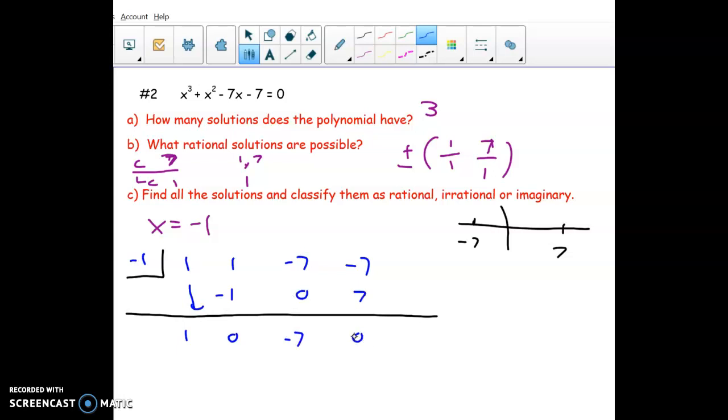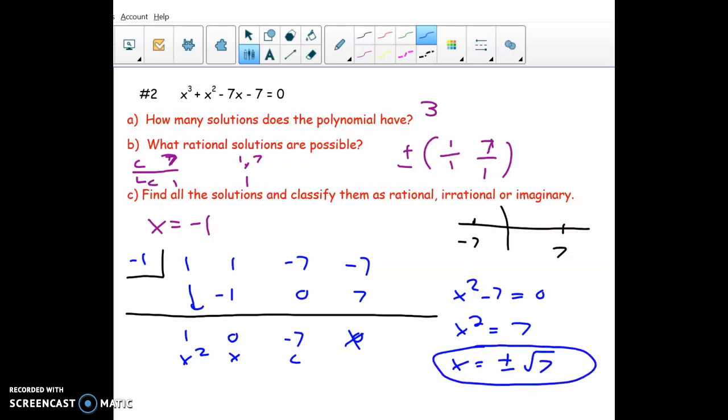Okay, so we got a remainder of 0, constant x and x squared. And this looks pretty good, so we just have x squared minus 7. All right, so we can solve that to get 2 more answers. So just add 7 and take the square root. So our other 2 answers must be plus or minus the square root of 7.